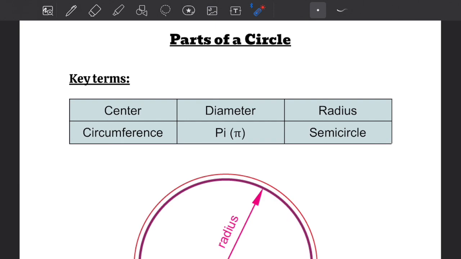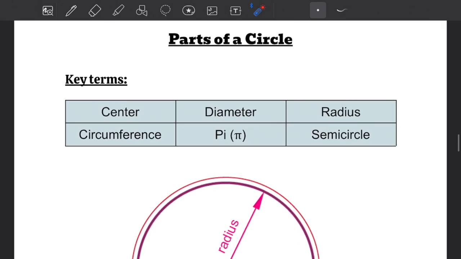In this section of the module, we're going to explore circles, and we're going to look at diameters and radii, that's the plural of radius, and circumference. And all of these are linear measures or measurements of length. So first, we need to review the parts of a circle.